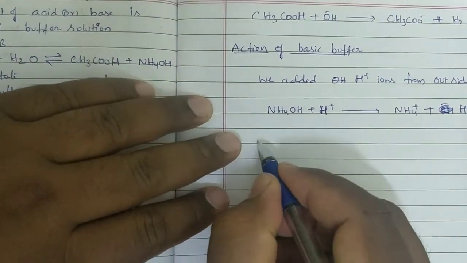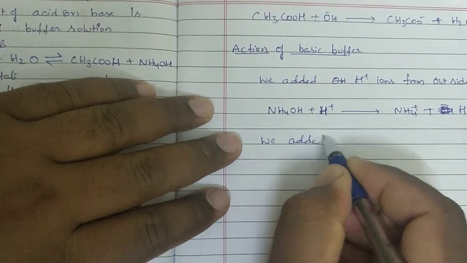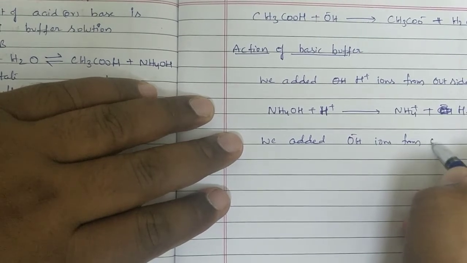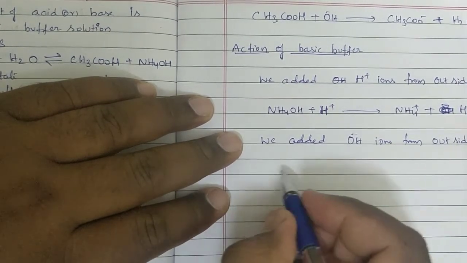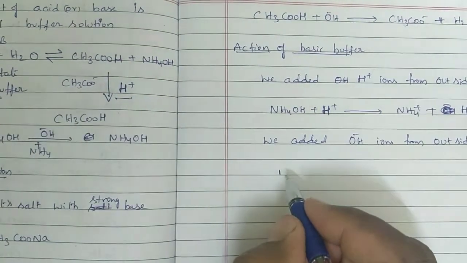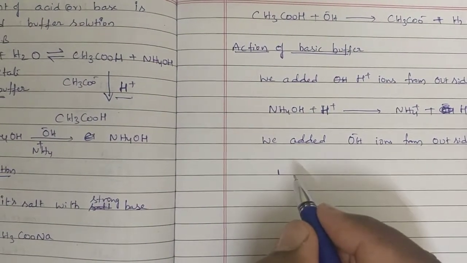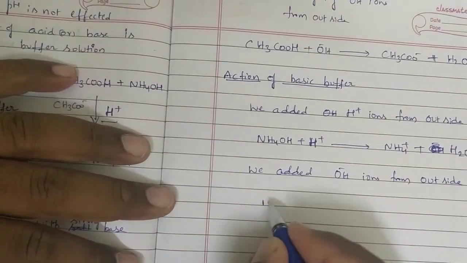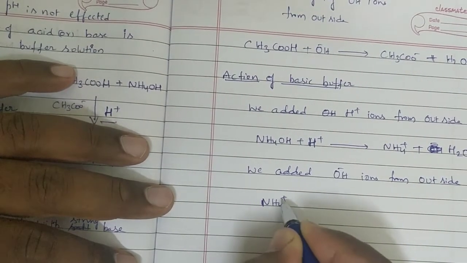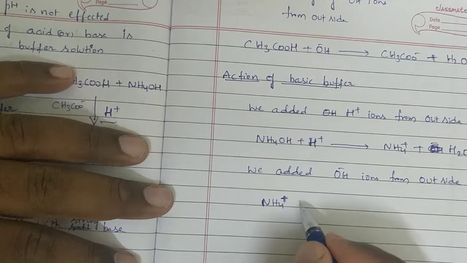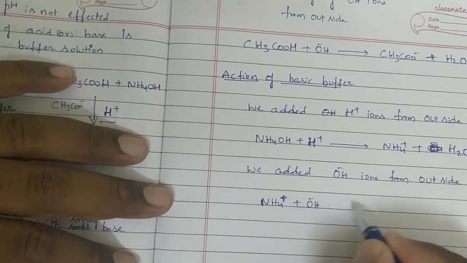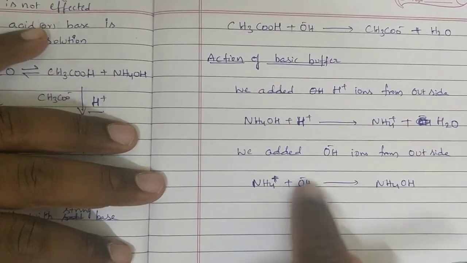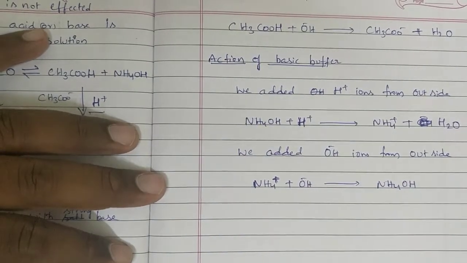Next, when we add OH minus ions from outside, the dissociated NH4 plus ions are there, na? NH4 plus ions will react now. NH4 plus is a strong acid because it is obtained from a weak base. It reacts with OH minus ion to form NH4OH. OH minus ions are removed in this way. H plus ions are removed in this way.